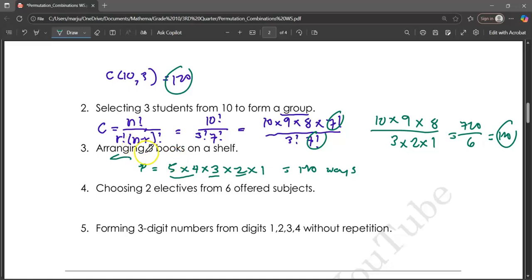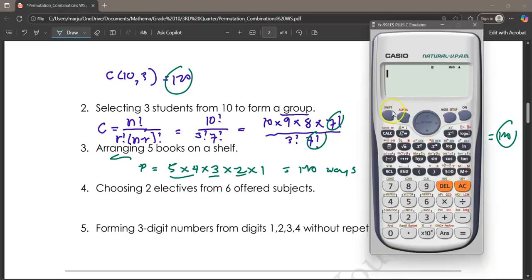Because we are choosing 5, right? This is 5 permutation 5. Let me just show you using the calculator. 5 permutation 5, that is 120.